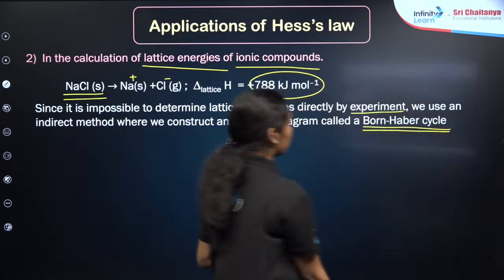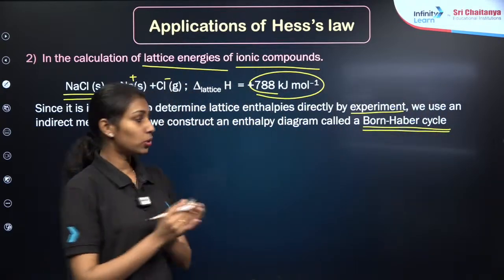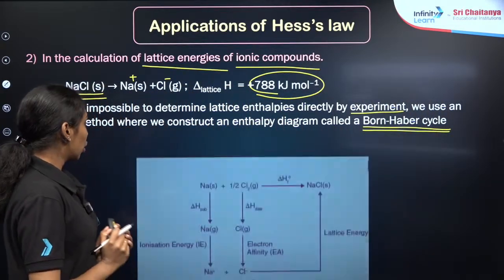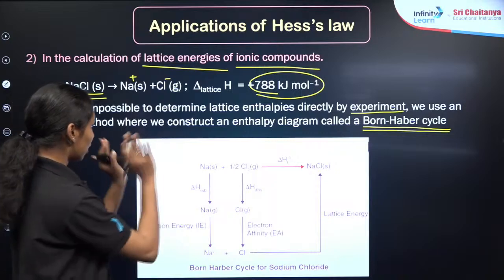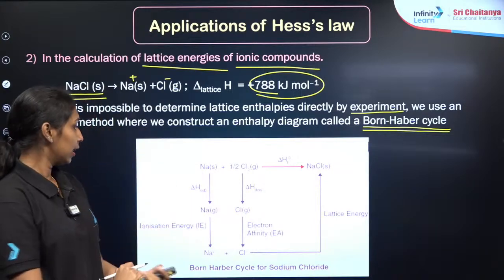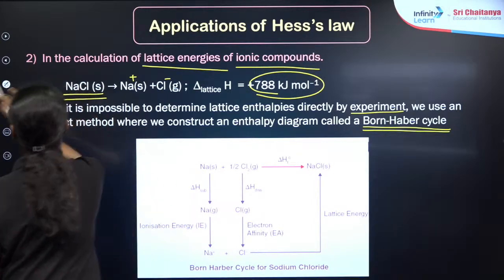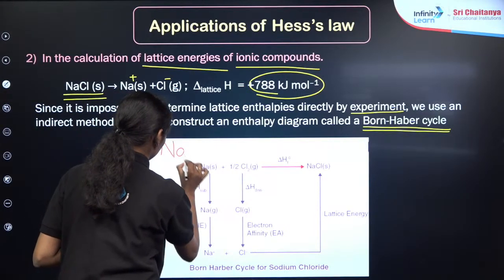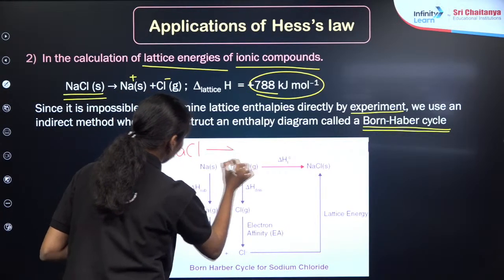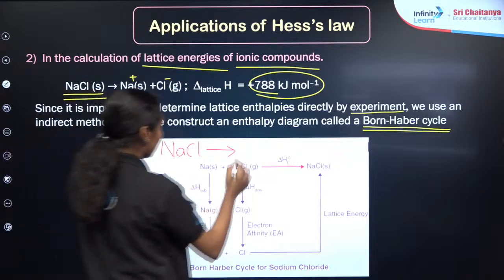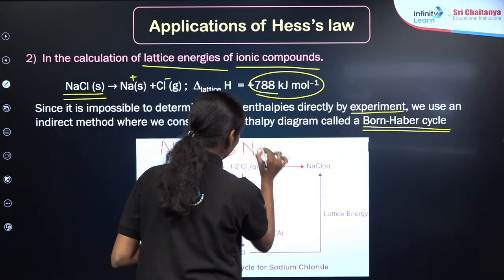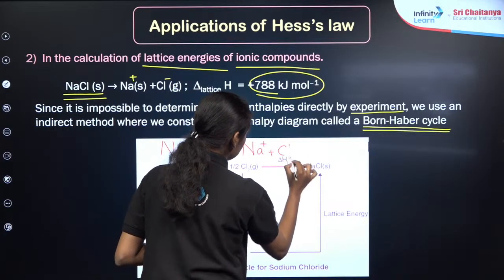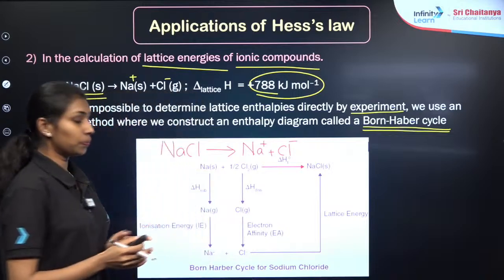Born-Haber cycle. Clear? Now, we will be discussing the terms in the Born-Haber cycle. You can see over here, this is the outline of the Born-Haber cycle. We are taking the example of sodium chloride here. Our ultimate aim is to find the lattice enthalpy of NaCl, which is formed from Na plus and Cl minus, right?